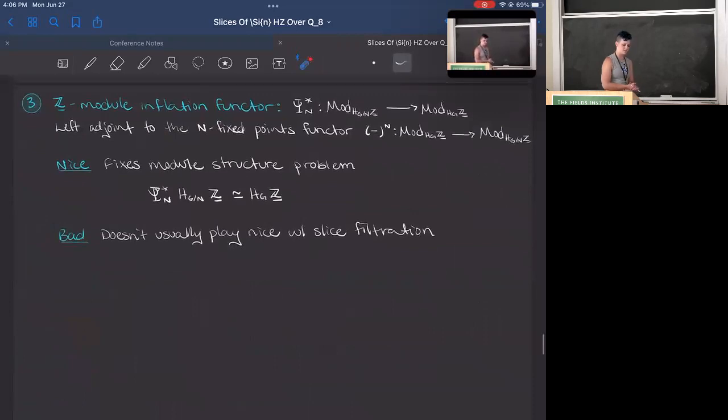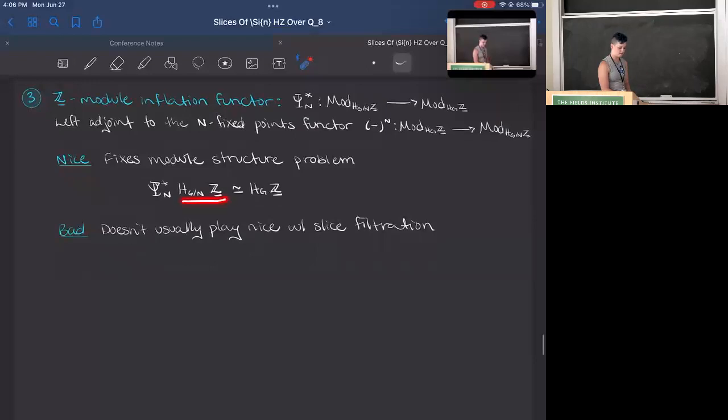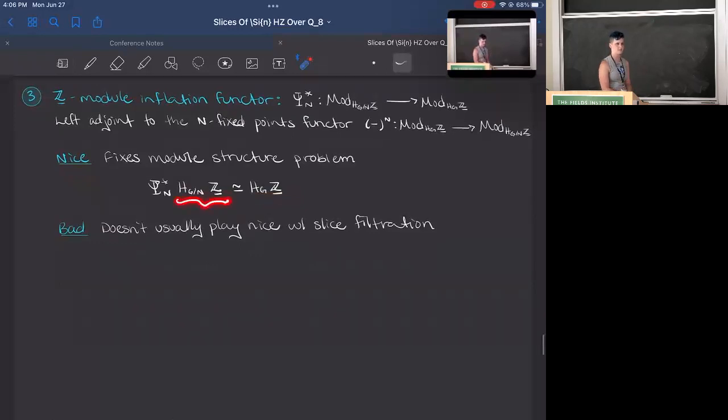Finally is the Z module inflation functor, psi star N. And it's left adjoint to the N fixed points functor. The really awesome thing about this functor is that it fixes the module structure problem. If we pull back HG mod N Z, we get HGZ. This is great. We want this sort of thing. We want to pull back our nice constant Mackey functor and get another constant Mackey functor, or rather a spectrum with homotopy constant Mackey functor. But there's a trade-off. It doesn't usually play nice with the slice filtration.